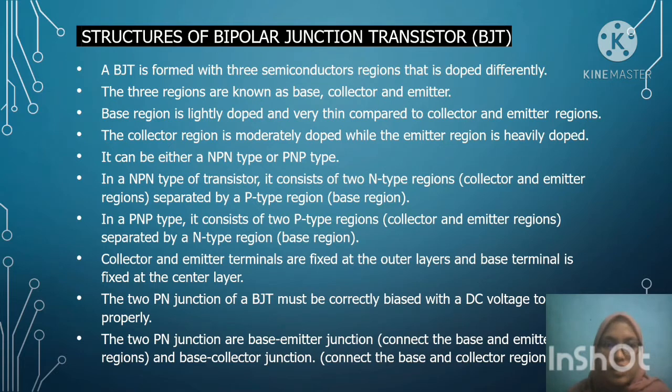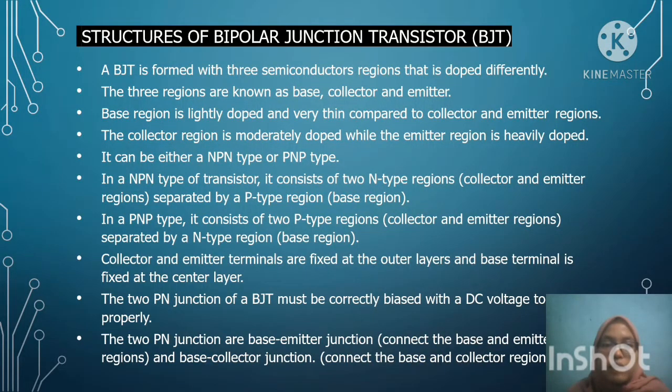Let's take a look at the structure of the bipolar junction transistor. A bipolar junction transistor is formed with three semiconductor regions that are doped differently. The three regions are known as base, collector, and emitter. The base region is slightly doped and very thin compared to the collector and emitter regions. The collector region is moderately doped while the emitter region is heavily doped. This BJT can be either an NPN type or PNP type. In an NPN type transistor, it consists of two N-type regions, which are the collector and emitter regions, separated by a P-type region, which is the base region.